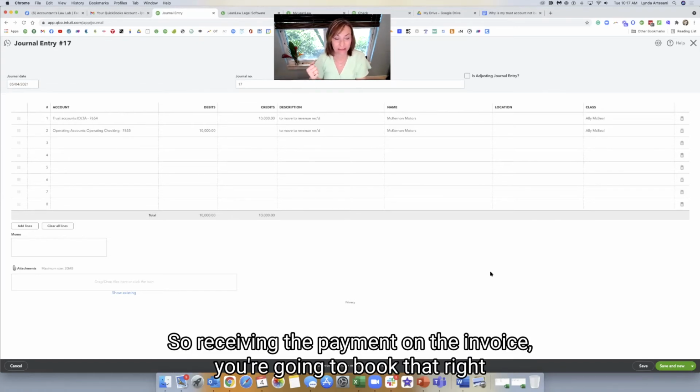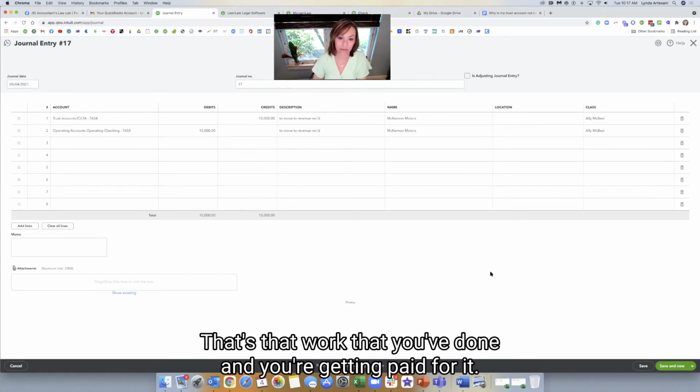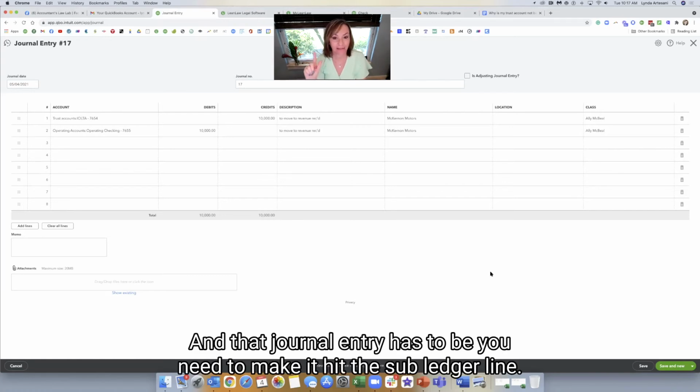So receiving the payment and the invoice, you're going to book that right into the operating bank account. That's you receiving the funds. That's the work that you've done, and you're getting paid for it. But then in the background, you also have to do a journal entry. And that journal entry, you need to make it hit the subledger line.